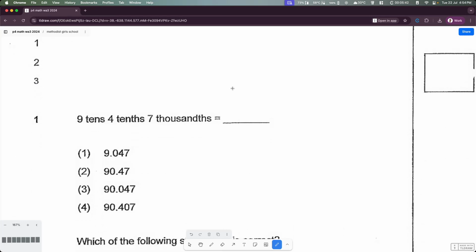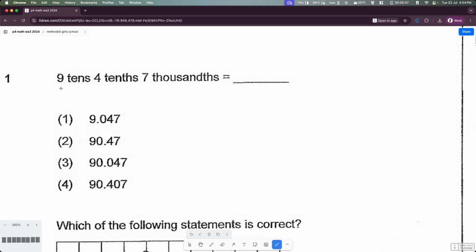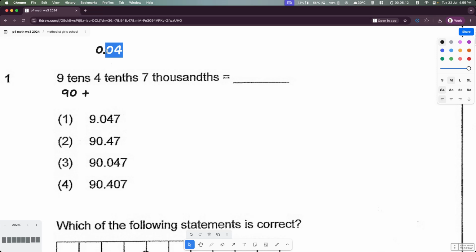So let's get started. In the first question, we want to convert 9 tenths, 4 tenths, and 7 thousandths. 9 tenths is pretty straightforward, it will be 90, and then we have a plus. A common mistake I see my students make is that they think 4 tenths should be 0.04. But 4 tenths is not 0.04, it's actually 0.4.